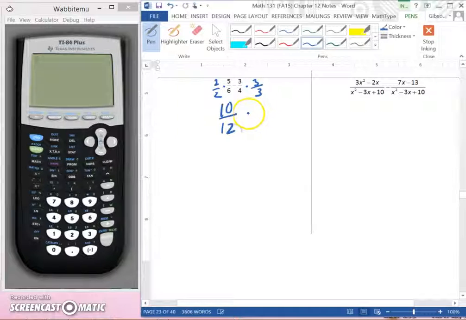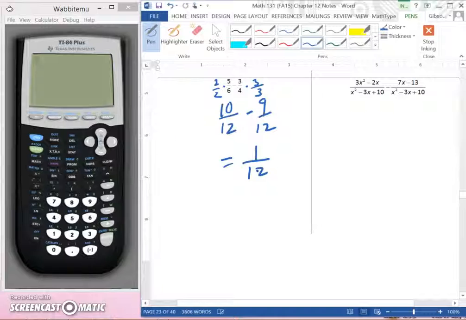So we had 10/12 minus 9/12. Now, we will subtract. We will carry over our denominator, and 10 minus 9 is 1. So that is 1/12. Are there any questions?